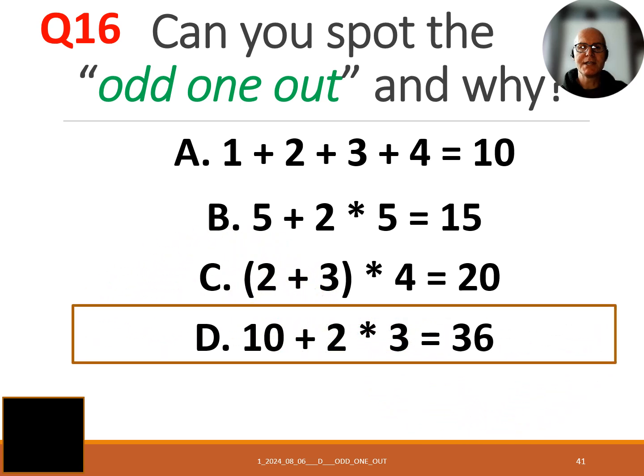The one that does not is D. Using BODMAS, you would do the multiplication first. 2 times 3 is 6, plus 10 equals 16, does not equal 36. The correct answer is not 10 plus 2 equals 12 times 3 equals 36. That is not the correct answer.